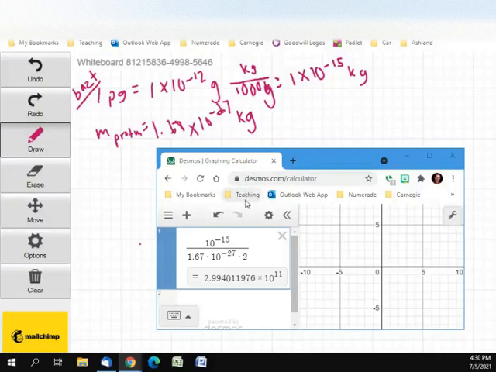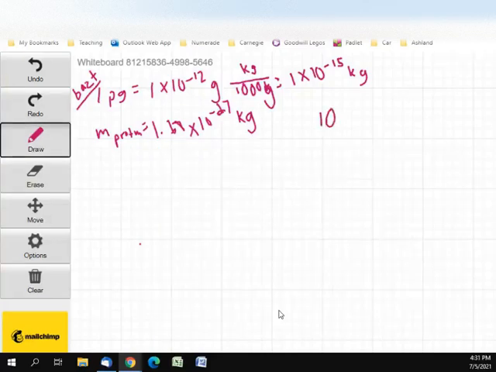Oh, but it says protons or neutrons. So now I'm going to take that 2 away, and that's going to give me 6 times 10 to the 11th power, which is really 10 to the 12th power. We round it to 1 significant digit. That's our answer for A.